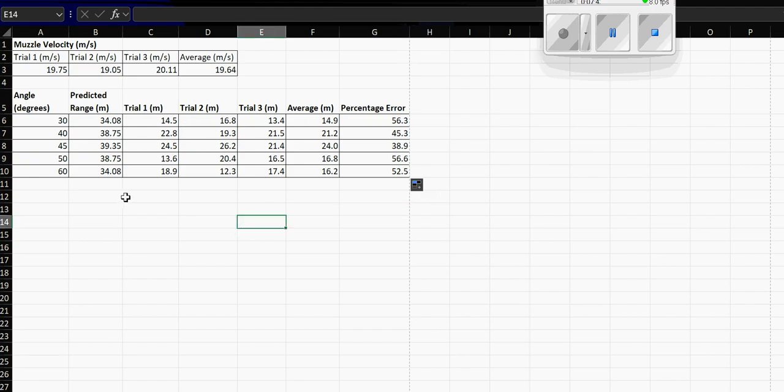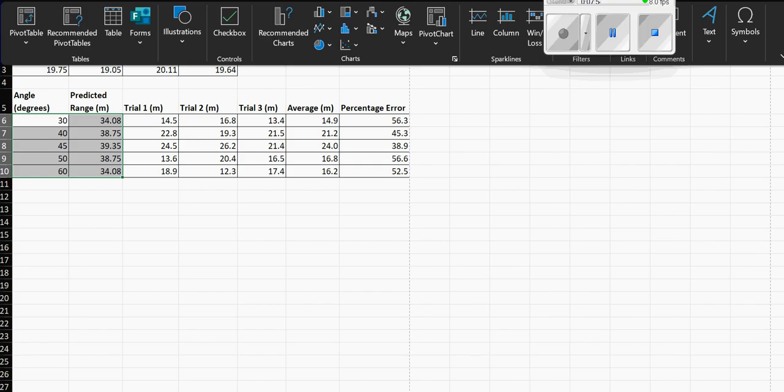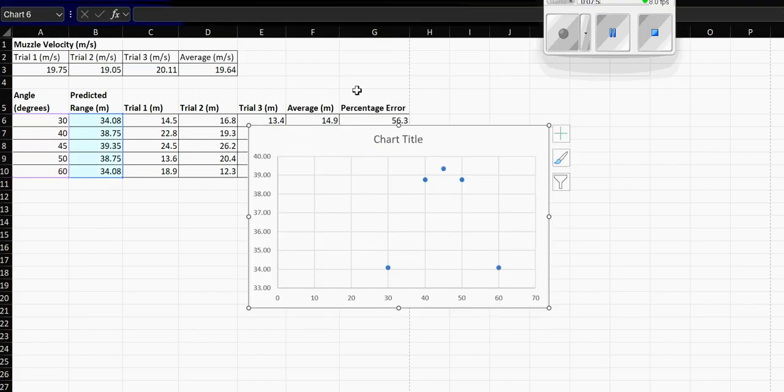Now it's time to make my graphs. So here we go. The first one, I'm going to grab my data. I need my angle and my predicted range. So I'll hit insert, which you can't see, it's just outside of your screen. And then I'm going to hit my chart here and I'll make a scatter plot. And here's my scatter plot.